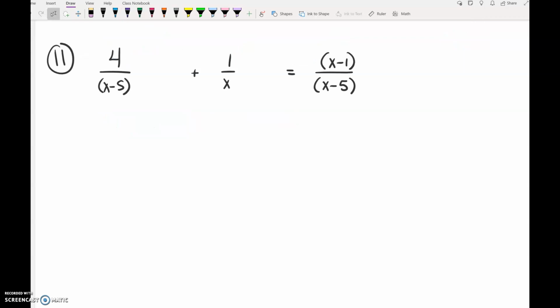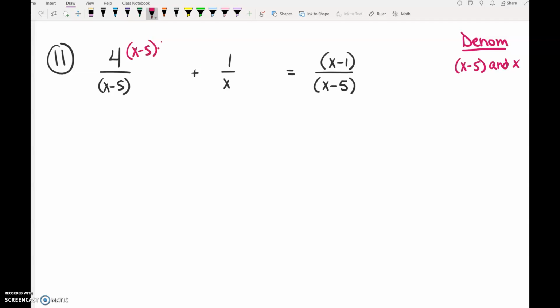Number 11 looks like this. I have just spaced it out and I put parentheses around anything that had addition or subtraction. Nothing here needs to be factored. So I need to think about what are the denominators. My denominators are x minus 5 and x. So that's what we're going to multiply everything by.